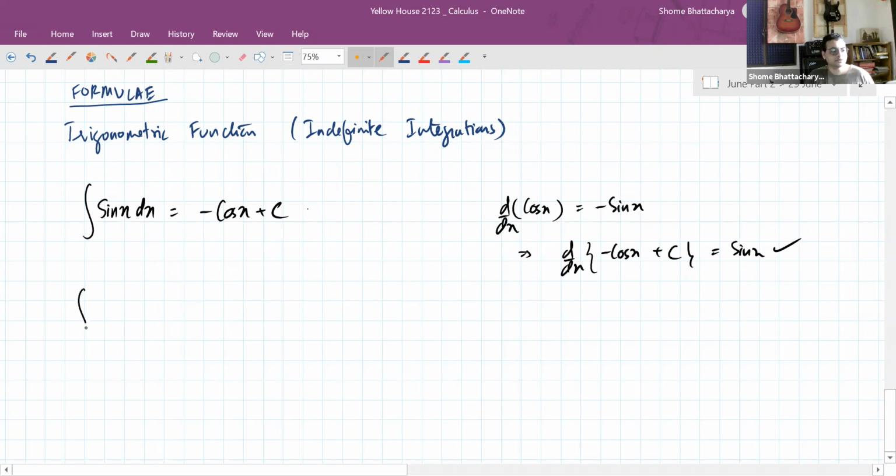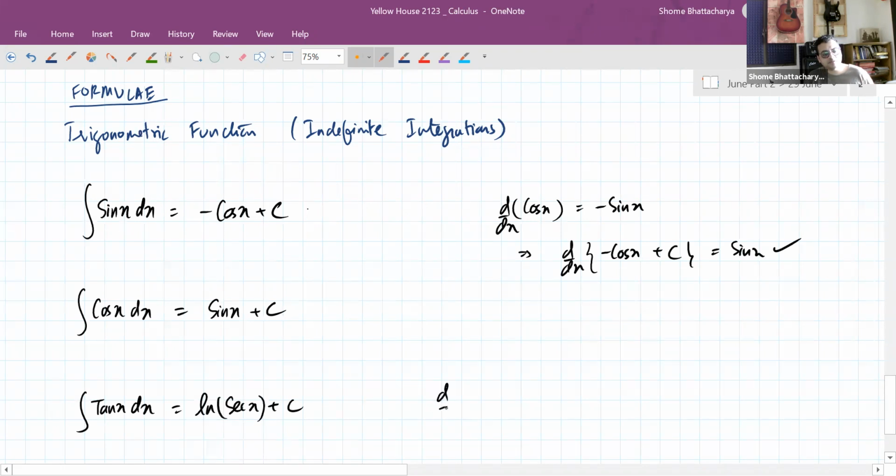Likewise, the second one is also very simple. We know that differentiation of sin x is cos x. So integration of cos x should just become sin x plus c. Now the rest of the ones become a little bit more complicated, like integration of tan x. It is natural log of sec x plus c. Now it's easy to understand why this is the case if you just remember that differentiation of sec x is sec x tan x.